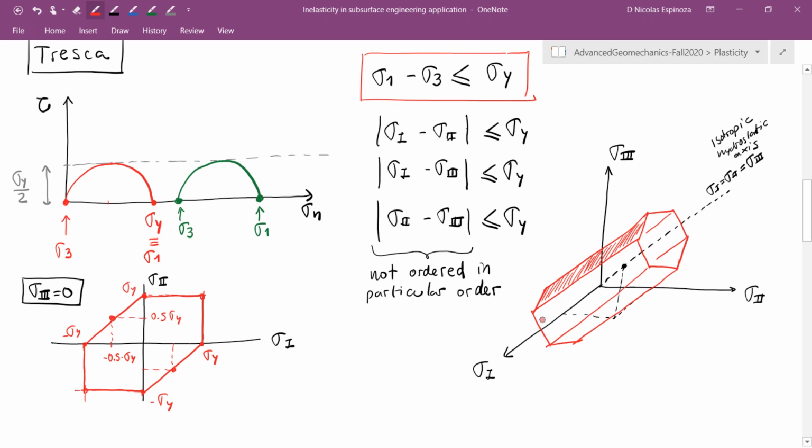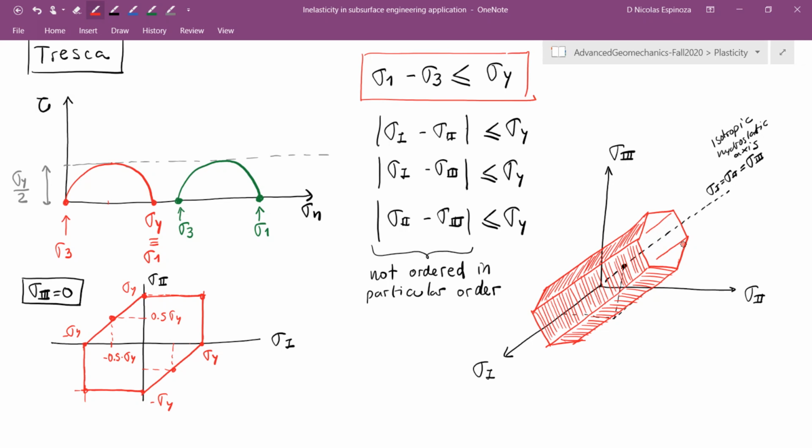And what it means is that your state of stress can be in any location inside that surface, and it's not going to be at yield. But as soon as you reach and touch the surface of this hexagon, then your state of stress is going to be at yield.